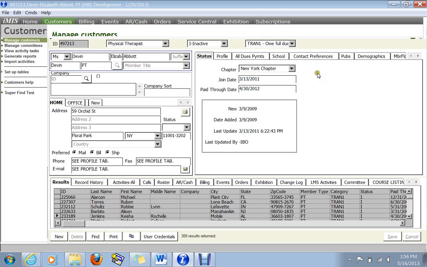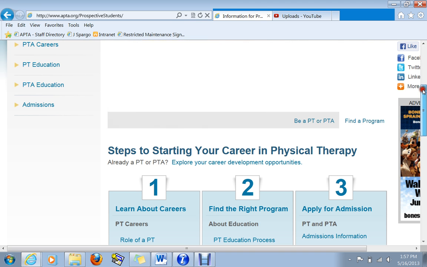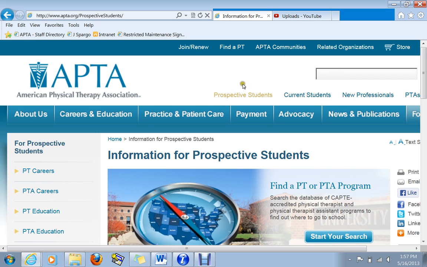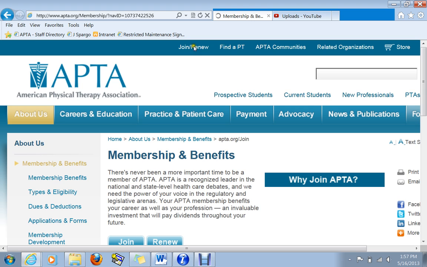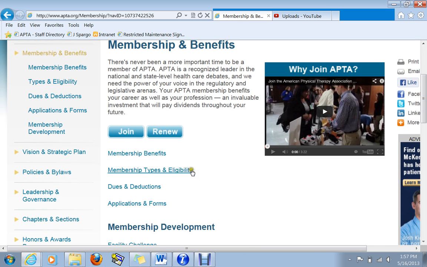Now, after a person has come back and is now a PT full, or they want to join as a physical therapist or physical therapist assistant, let's look at the requirements in order to be a member as a physical therapist or physical therapist assistant. So we're going to click on Join/Renew, and membership types and eligibility.